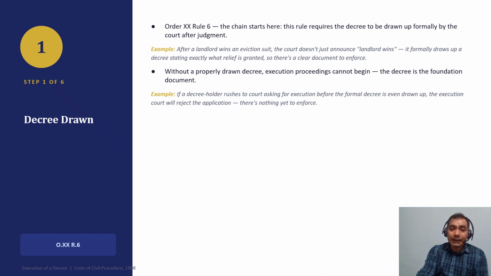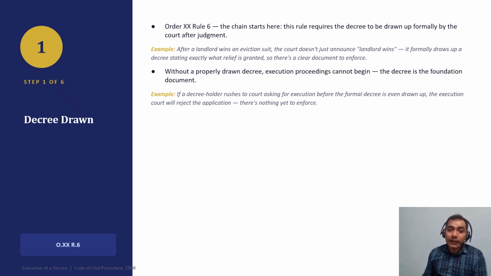So the first step: a decree drawn. Order 20, Rule 6, the chain starts here. This rule requires the decree to be drawn up formally by the court after judgment. Example, a landlord wins an eviction suit. The court does not just announce that the landlord wins, it formally draws up a decree stating exactly what relief is granted, so there is a clean document to enforce. Without a properly drawn decree, execution proceedings cannot begin. The decree is the foundation document.